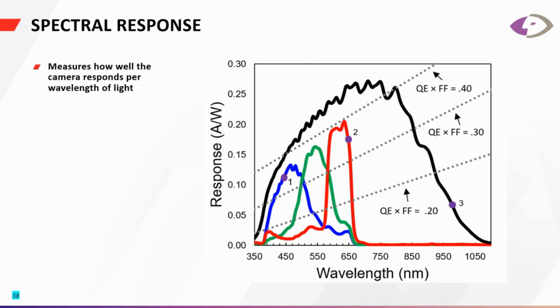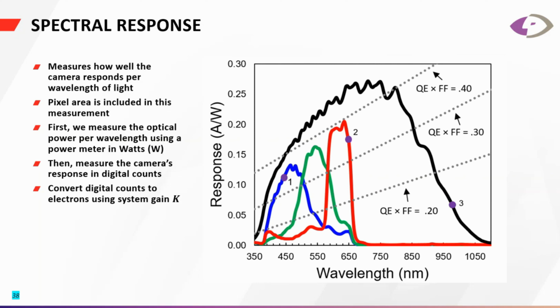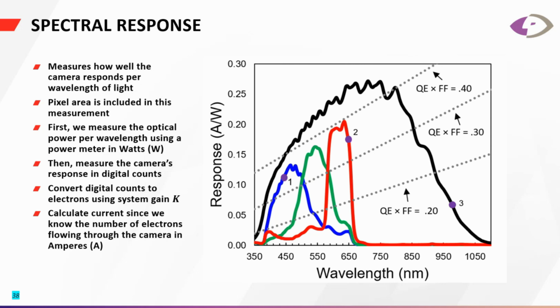To actually run the test, we first have to measure the optical power per wavelength using a power meter, and this will give us across the spectrum a value in watts. We then measure the camera's response in digital counts, again across the entire wavelength spectrum. Because we know the system gain of the camera, we can convert the digital counts into electrons. Then we're able to calculate the current because we know the number of electrons flowing through the camera, and this is reported in amps. So our response is just amps per watt.